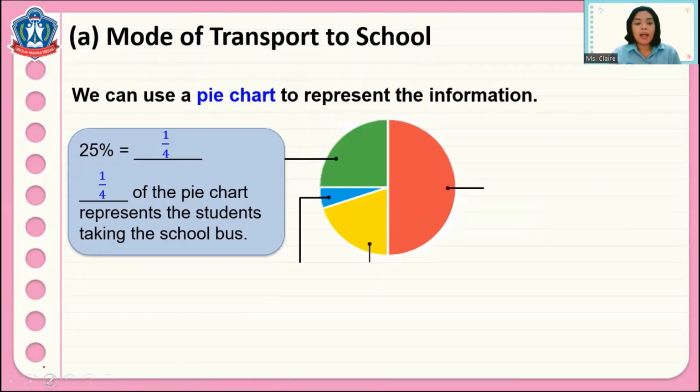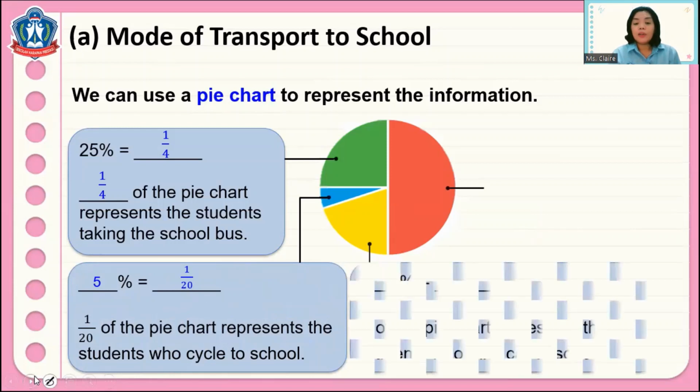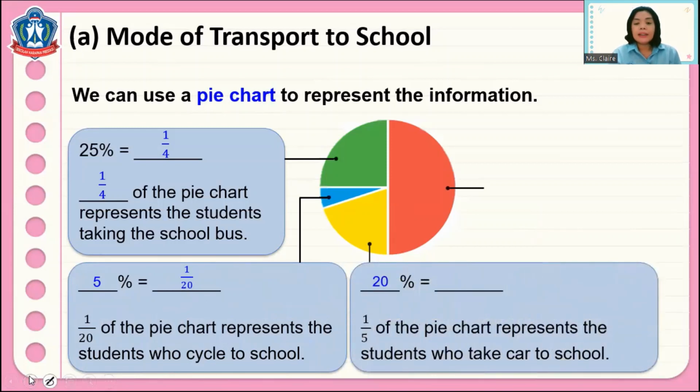How about the blue color? Yes, that is the 5%, which means 1 out of 20 or 2 students. So 1 out of 20 of the pie represents the students who cycle to school. How about the yellow color? Yes, this is the 20% or the 8 students who use their car to go to school. So 20% or 1/5 of the total 40 students.